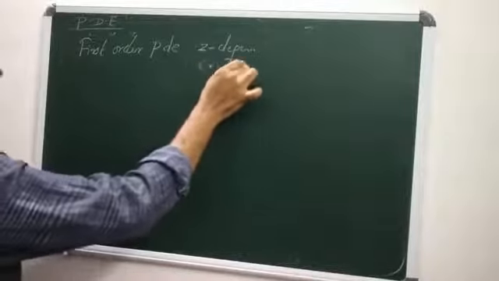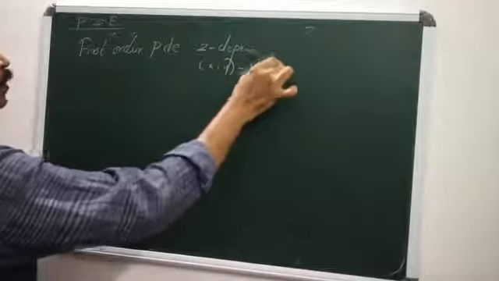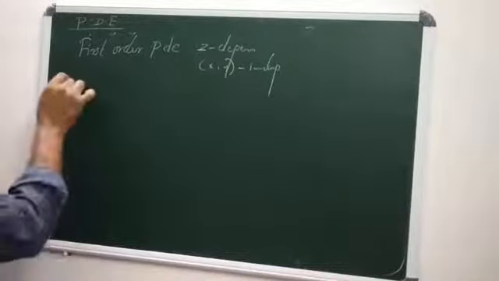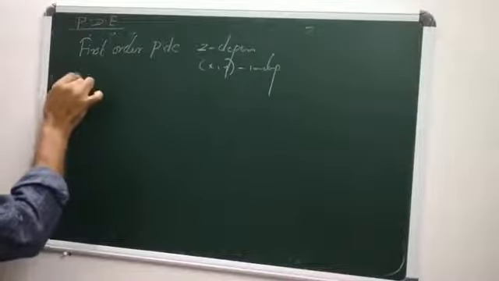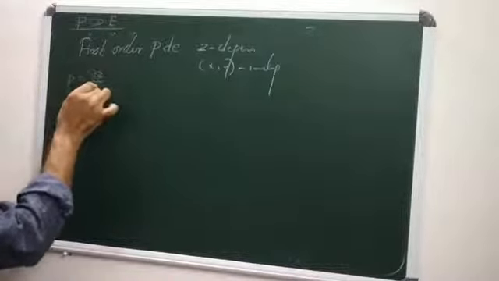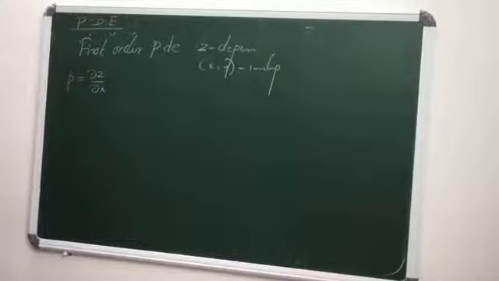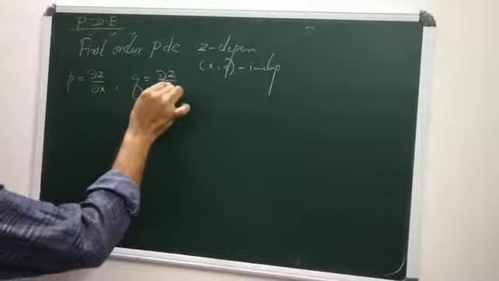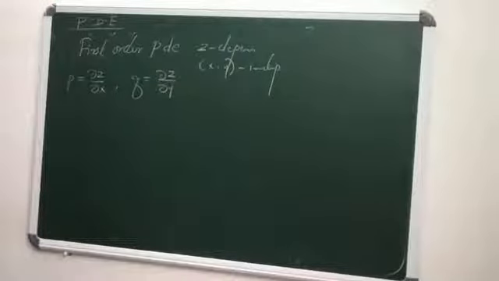x and y are the two independent variables. Z is a dependent variable and x and y are the two independent variables. Then del z by del x is usually denoted by small p. Del z by del y is denoted by small q. Del z by del x is small p and del z by del y is small q.